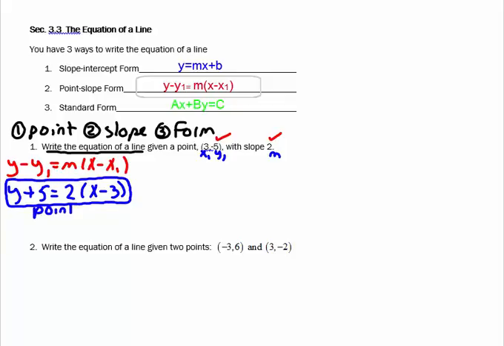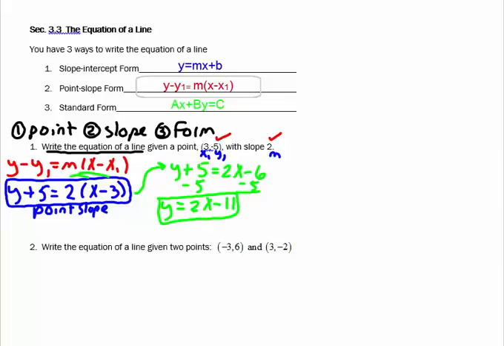This is point slope. Now most likely I would rather you write it in slope-intercept. So we're going to take point slope and change it into slope-intercept. To do so, we'll start off by distributing that 2. So we have y plus 5 is going to equal 2x minus 6. Last step to get y by itself is to subtract over the 5. So y is going to equal 2x minus 11. That is considered slope-intercept. So it's good to know which form you're in and which form you're changing it into.